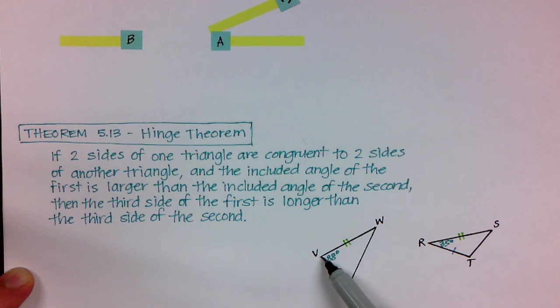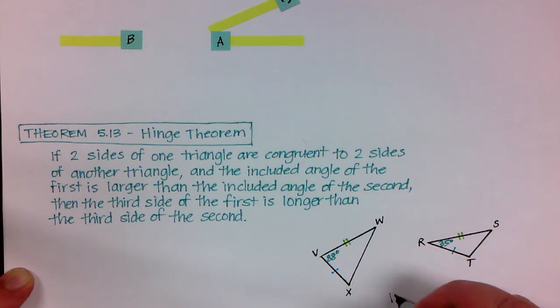Based on this hinge, as you extend this angle, the distance across it is going to get bigger than if you keep the angle smaller. So in this case, I'm just going to write that WX in the end is going to be greater than the distance ST.